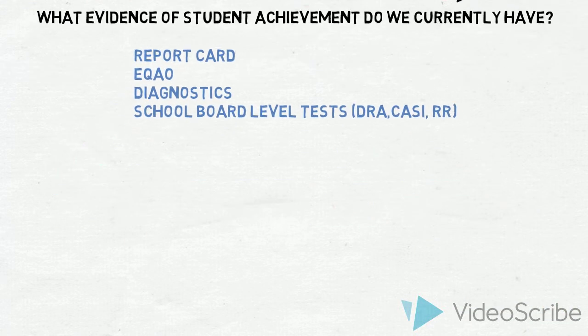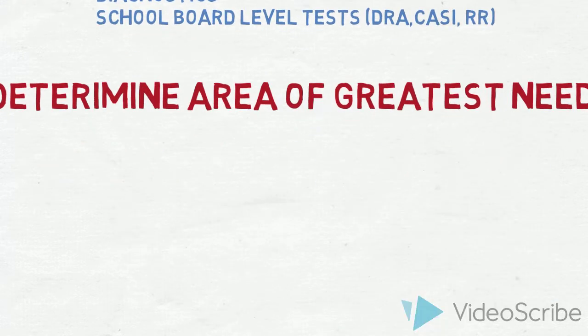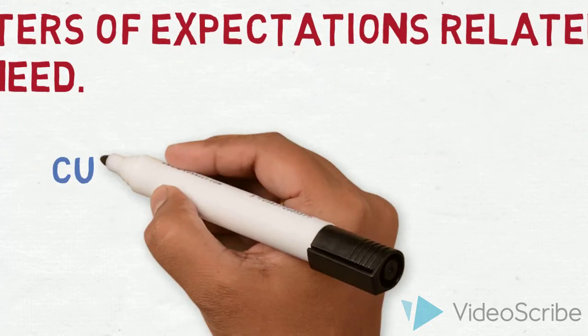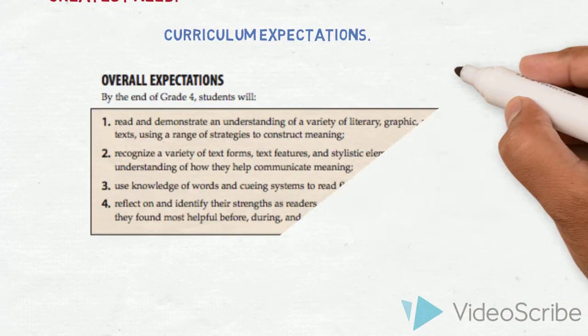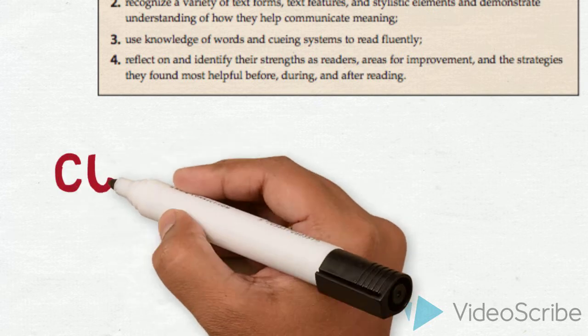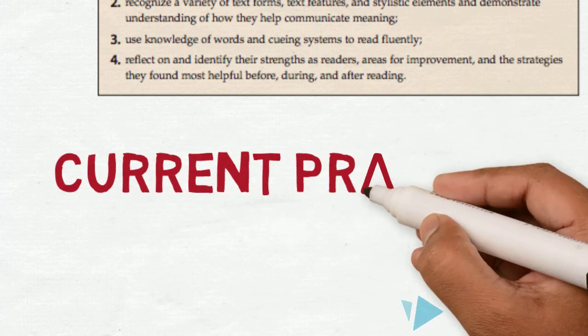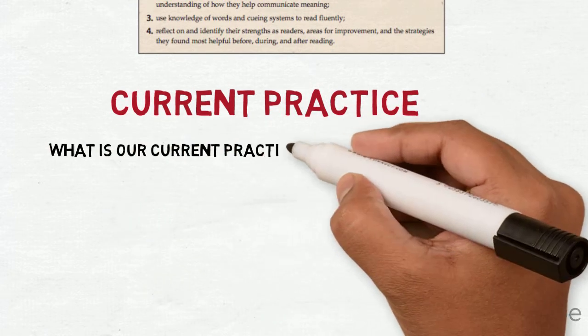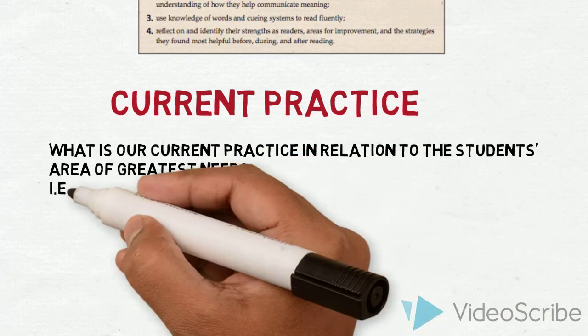Connect the need to the curriculum expectations in reading. It could be analyzing text, responding to and evaluating text, or any other reading expectation. Next, review your current practice. What do you already do? This can include guided reading groups, differentiated instruction, and read alouds, to name a few.